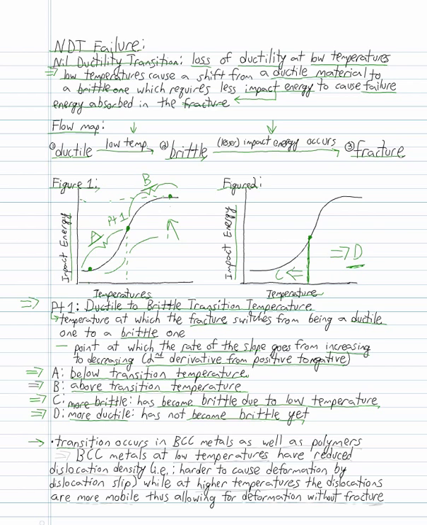This transition occurs in BCC metals as well as polymers. BCC metals at low temperatures have reduced dislocation density, which means it's harder to cause deformation by dislocation slip, while at higher temperatures the dislocations are more mobile, thus allowing for deformation without fracture.